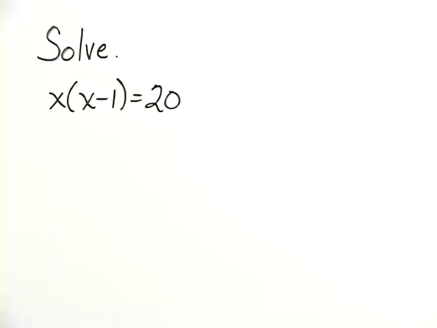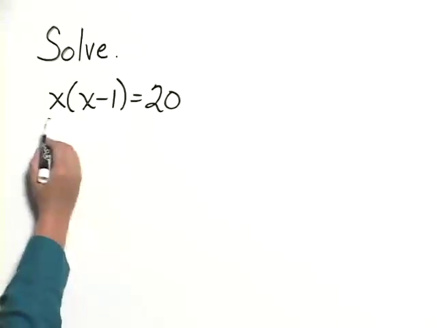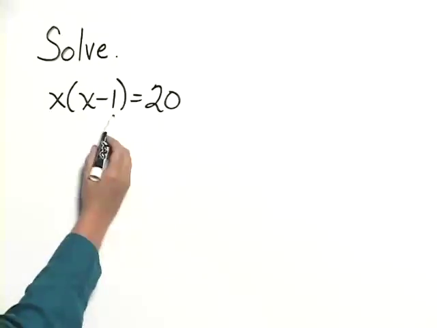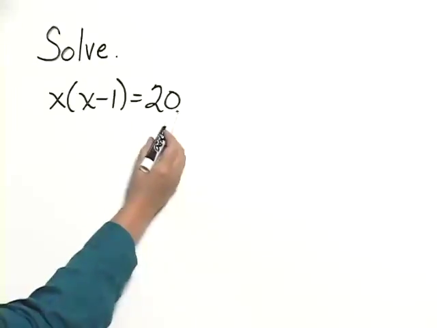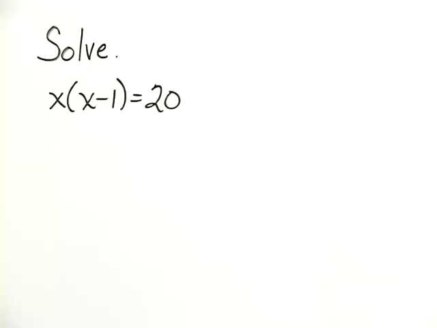Solve x times x minus 1 equals 20. Now notice that this side is in factored form, x times x minus 1, but this side of the equation is not equal to 0. We cannot use the principle of zero products unless one side of the equation is 0.